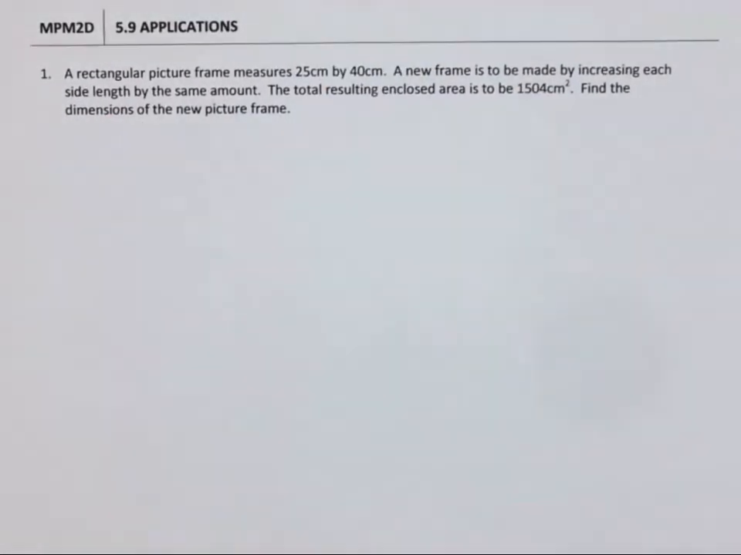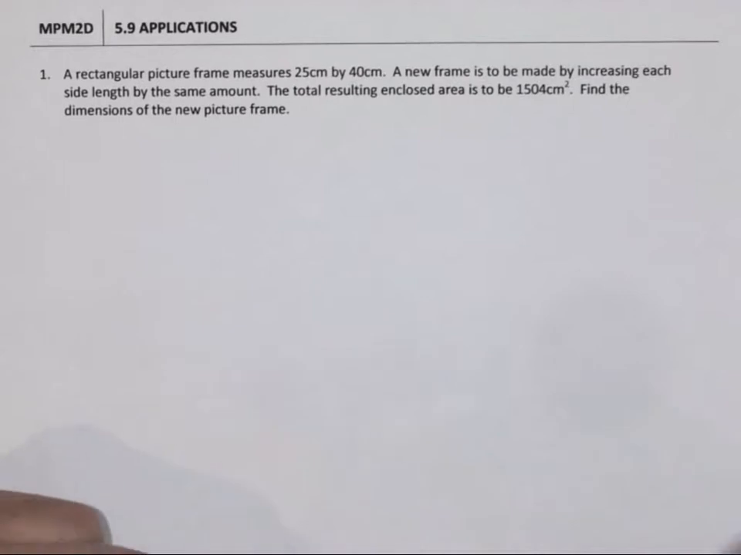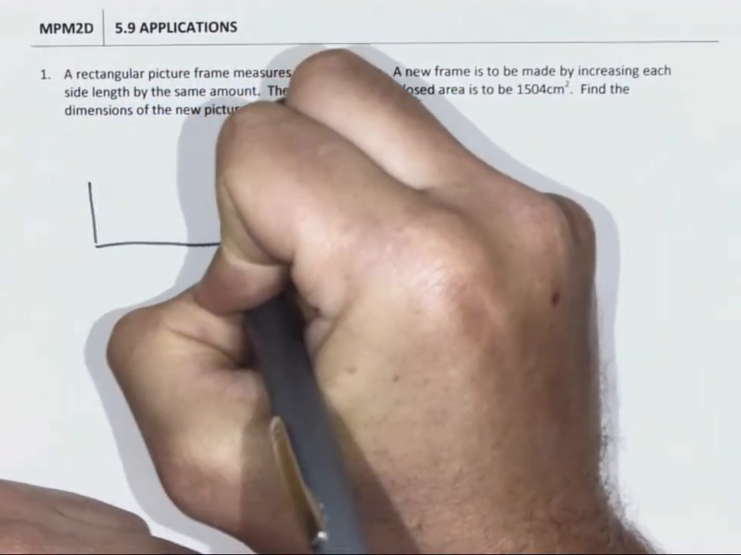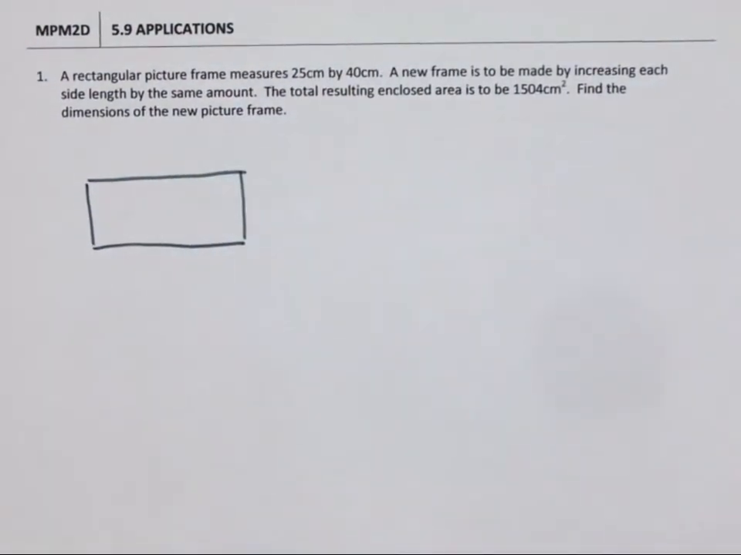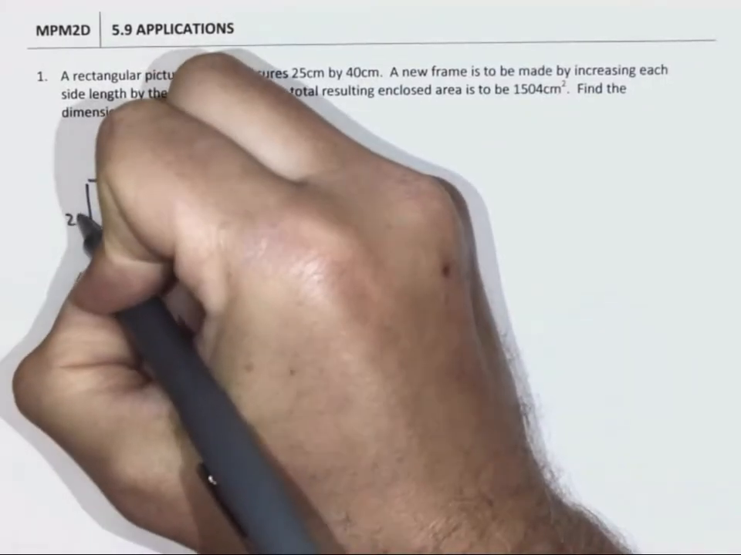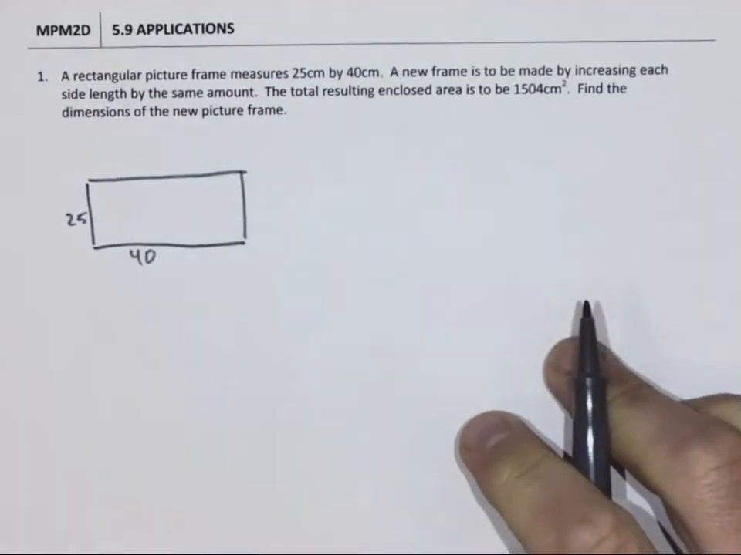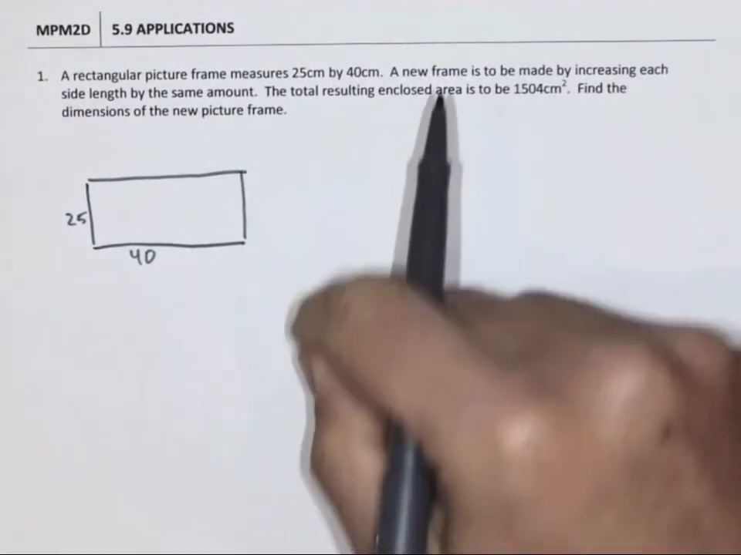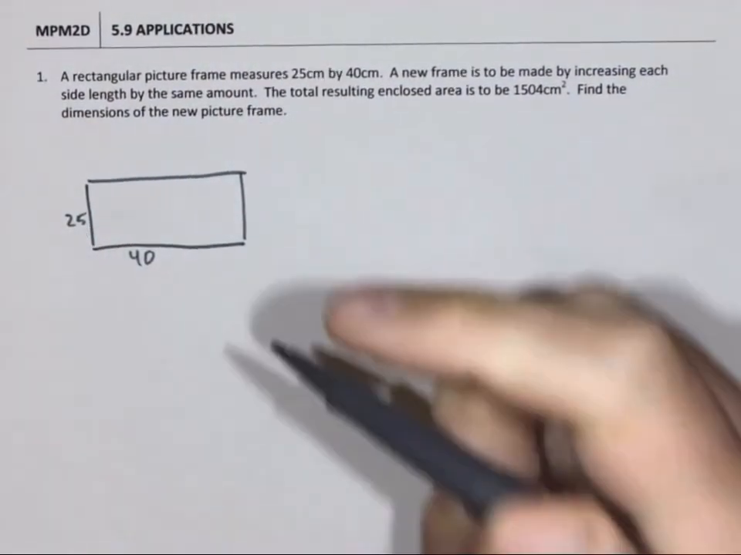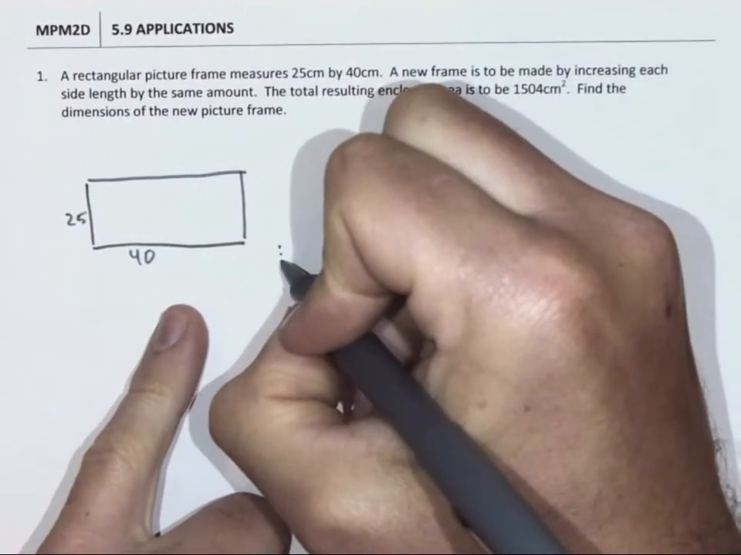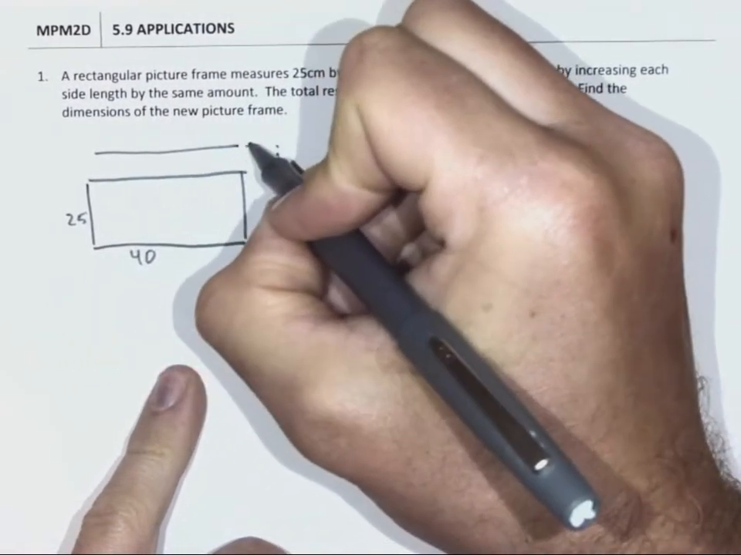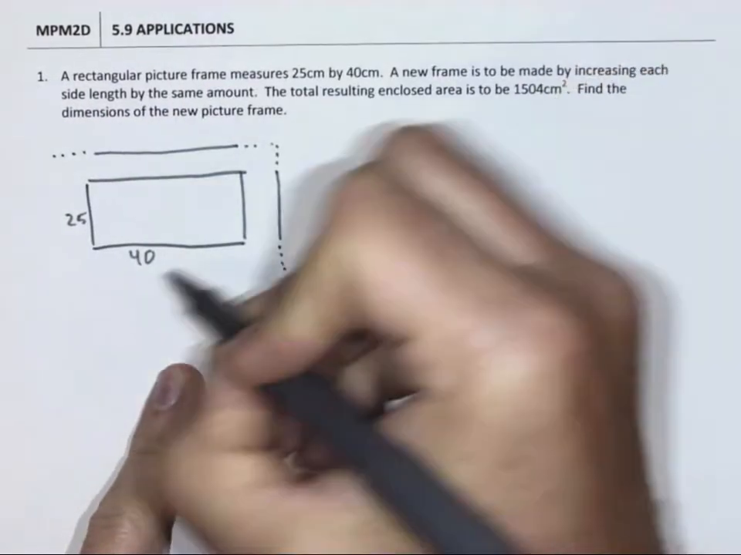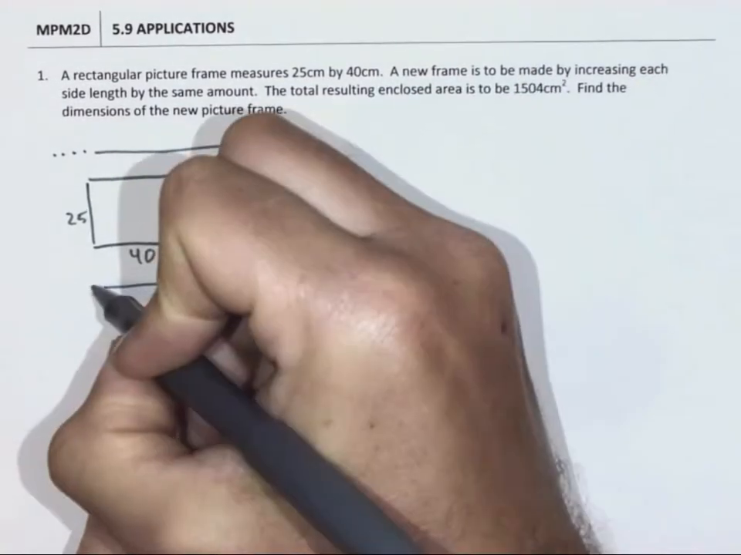Now this whole type of question is really weird because here's our original picture, 25 by 40. If we were to take this apart, we wouldn't add pieces on both sides. So we wouldn't actually rip this out and make it like that. But that is what the question is telling us.